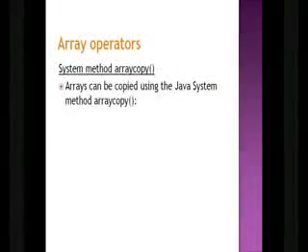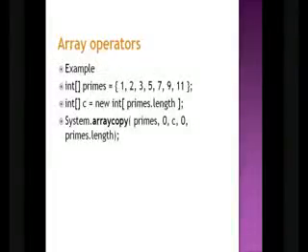If we want to copy our entire array or part of it to another array, we can use this method. We have to specify the source array, the starting point of copying, the destination array, the place in the destination array where the elements should be copied to, and the number of elements to be copied. This example shows copying of the source array primes from its first element to its last element to the destination array called C.